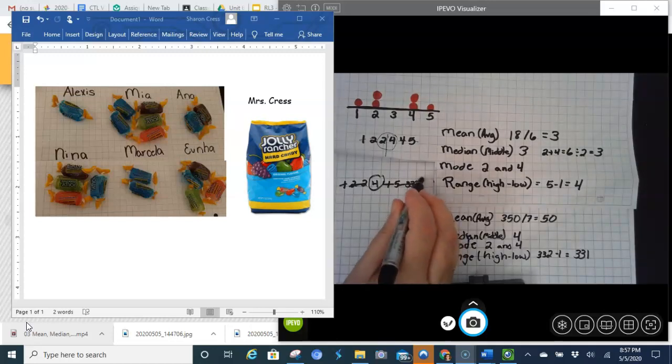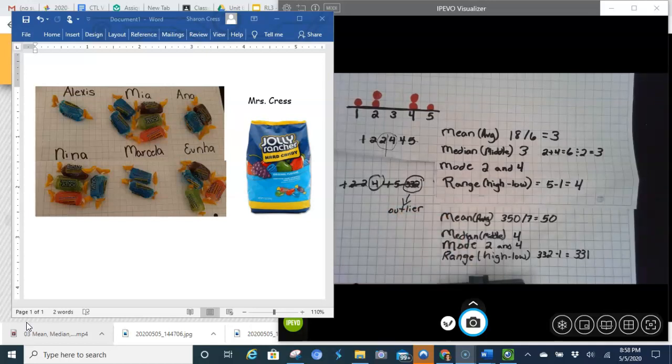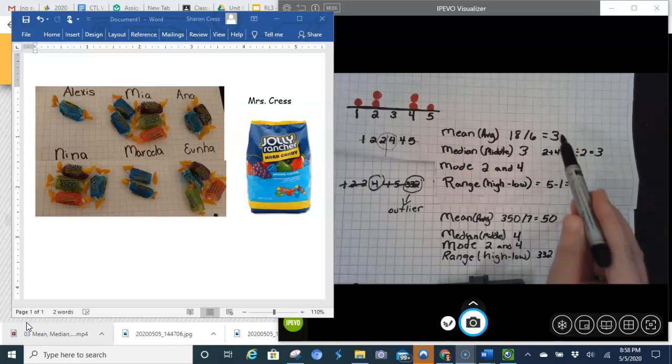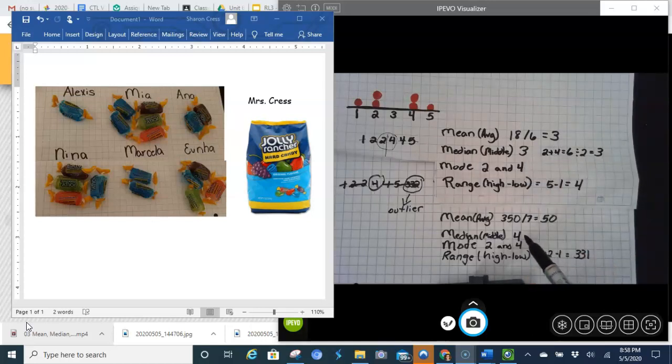When we have a number that is way higher or way lower than all the other numbers, it's called an outlier because it lies far away from all the other numbers. And an outlier can have a big impact on your mean. If we look, our mean went from 3 to 50. Our median went up 1. Our mode stayed the same, and our range went up about 300.